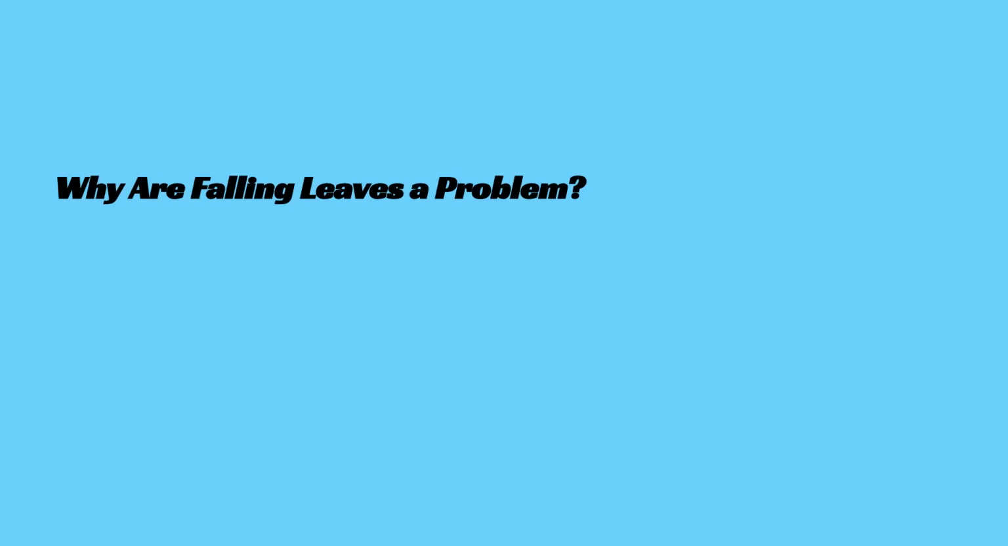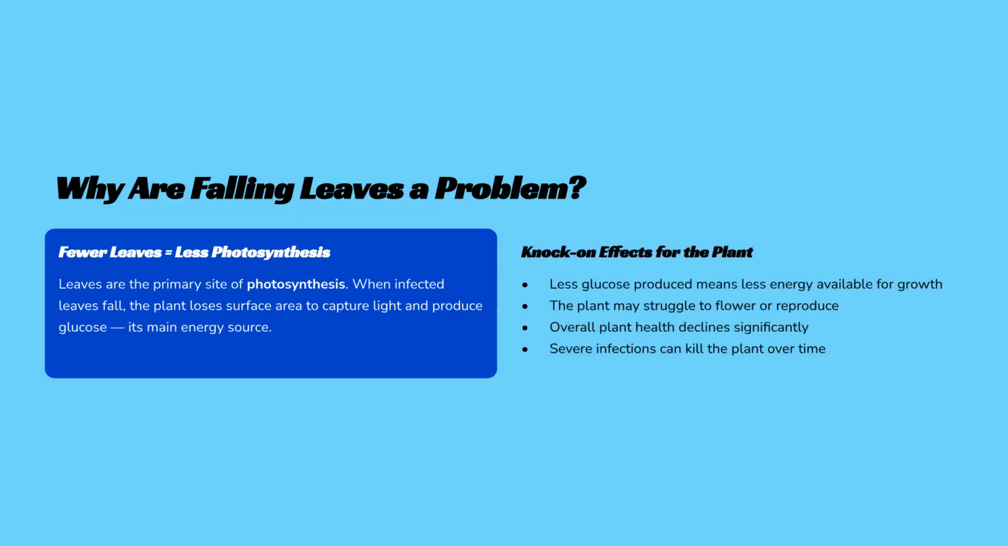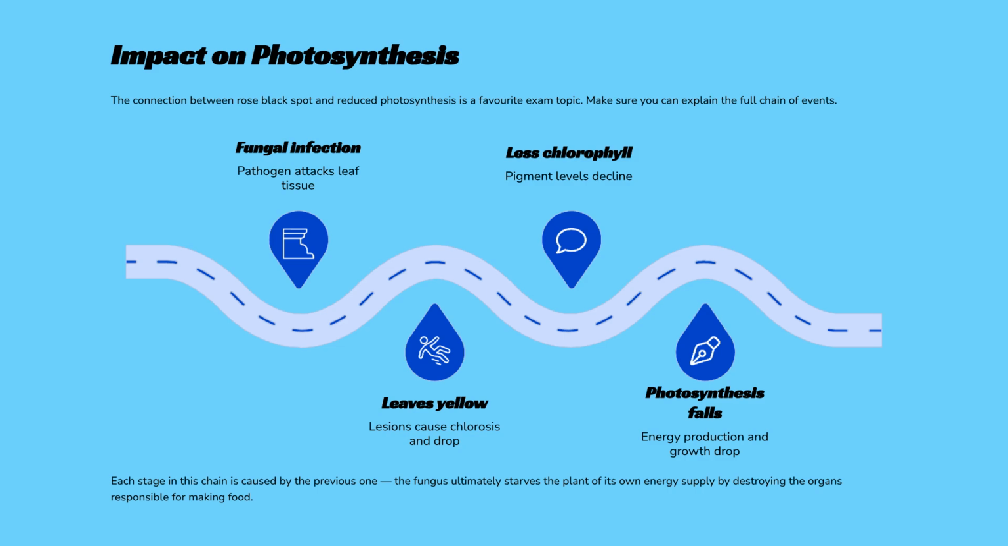Why is this a problem? When leaves fall, the plant has less surface area for photosynthesis. This means less glucose, stunted growth, and the plant may struggle to flower or survive. To summarize the impact, infection leads to leaf damage, loss of chlorophyll, and leaf drop. This chain of events starves the plant, effectively reducing its energy supply.